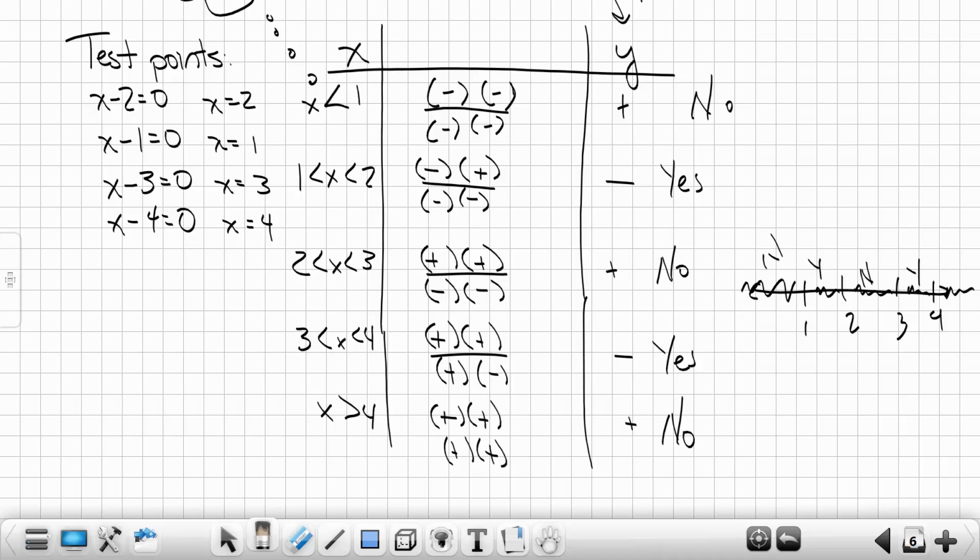So my answer, guys, when it comes down to what you write as the final answer, it's where it's a yes. Those are my answers. One more example, but yeah, that's it for this problem.